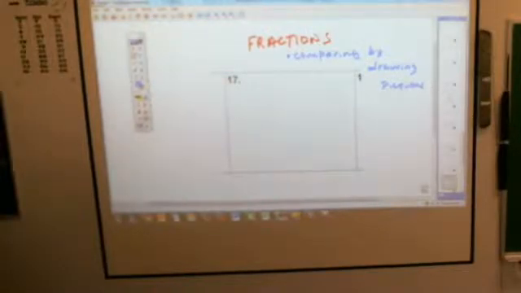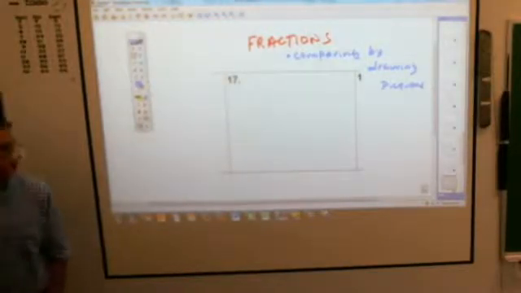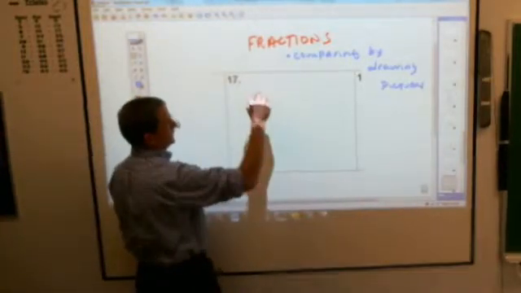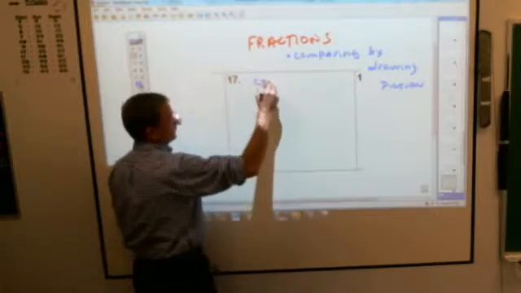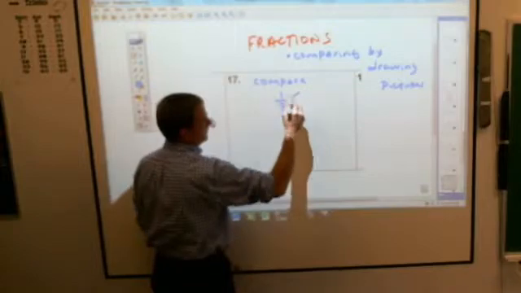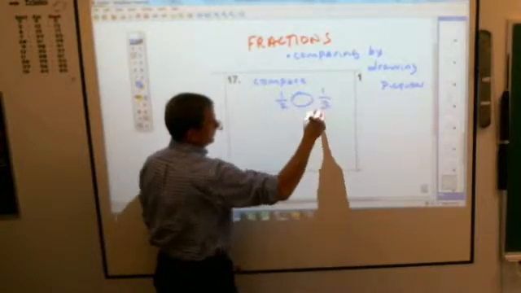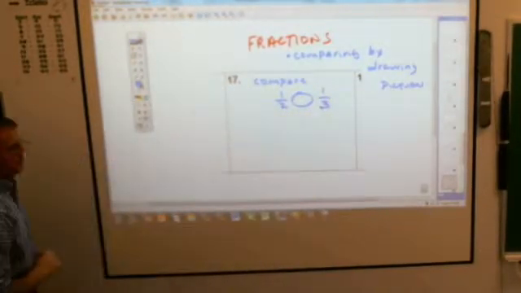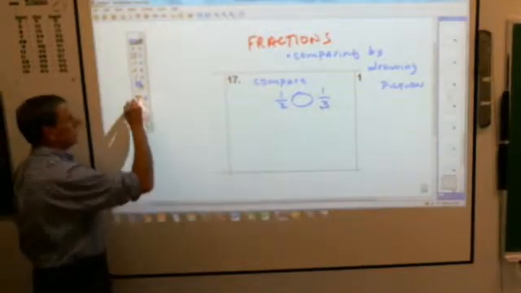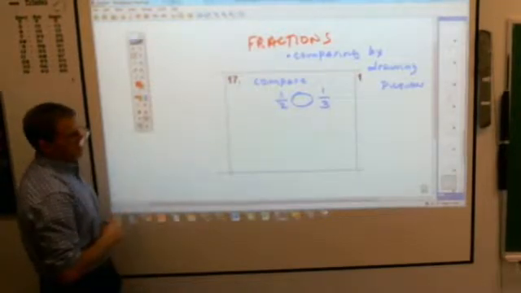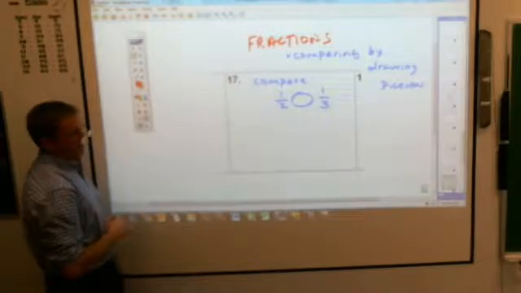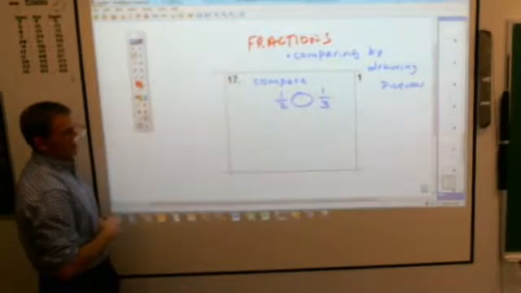And the reason why those squares are there is so that you can use those to help you with your homework. Now, the first problem we're going to have is to compare. You don't have to write the word, but you can write it. I am going to compare 1/2 to 1/3. And the reason this is called comparing by drawing pictures is you are going to do just that. You are going to draw two rectangles and cut them into pieces and see which one is bigger.